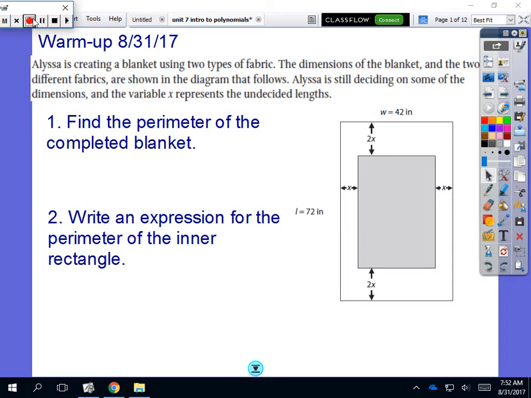Hello. Today we are doing our Intro to Polynomials lesson. That's going to kick off the rest of this unit. We're going to talk about parts of polynomials and what makes something a polynomial. The first thing we're going to do is the warm-up.